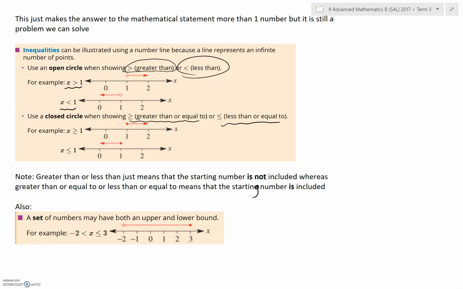So -2 is our bottom answer, +3 is our top answer, but because it's just a less than sign, we don't want a closed circle. We just want an open circle as our bottom answer. But our top one is a closed circle because it's a less than or equal to sign that we're working with there. And we want all of the values in between. So again, we show the line.